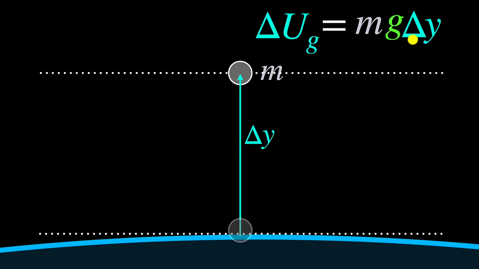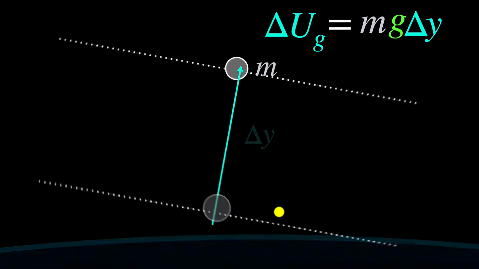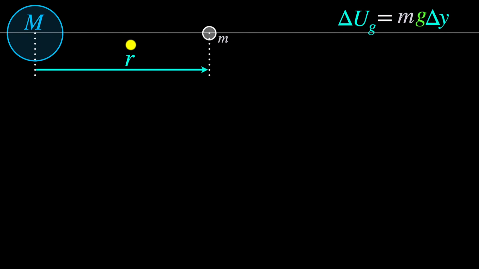But this expression is only valid when we're dealing with a very tiny object close to a very massive object, like a planet or a star or a moon for that matter. Because only then can we assume the force of gravity to be uniform everywhere, and therefore the value of g would be the same everywhere. But look what happens when we go very, very far away from that massive object. Now the force of gravity is no longer the same, and therefore g varies. And so this expression is no longer valid.